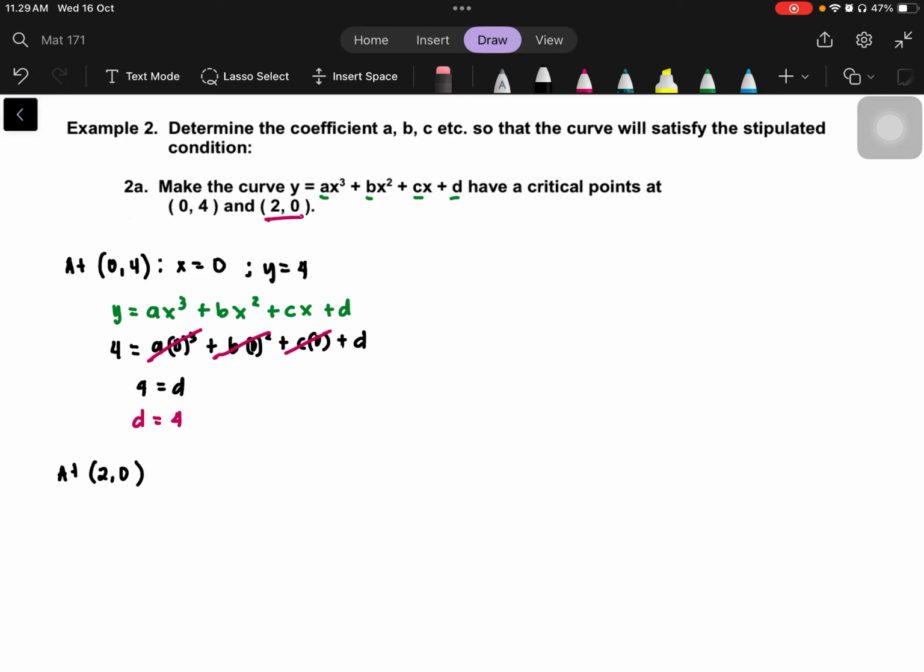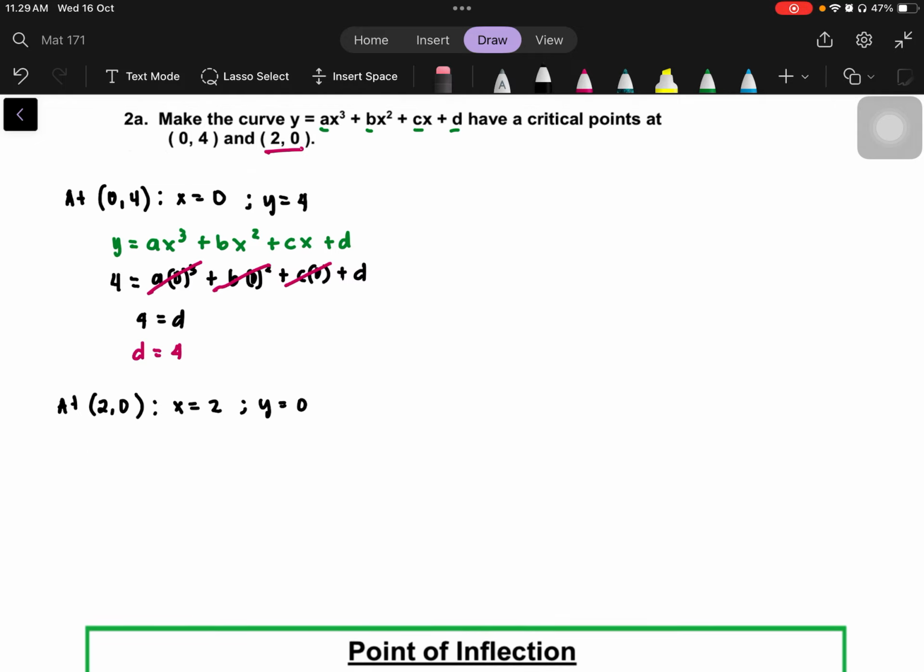Critical point daw. At 2, 0. Okay. At 2, 0. So, ibig sabihin, kung iyan ang points natin, x is 2, and then y is 0. Okay. So, now, substitute lang natin. Okay. So, gamit na lang ulit tayo. We have y is equal to ax cubed plus bx squared plus cx. And then, plus d natin. Di ba nakuha na natin si d na 4? So, pwede na natin siyang i-substitute. Okay? So, 4.